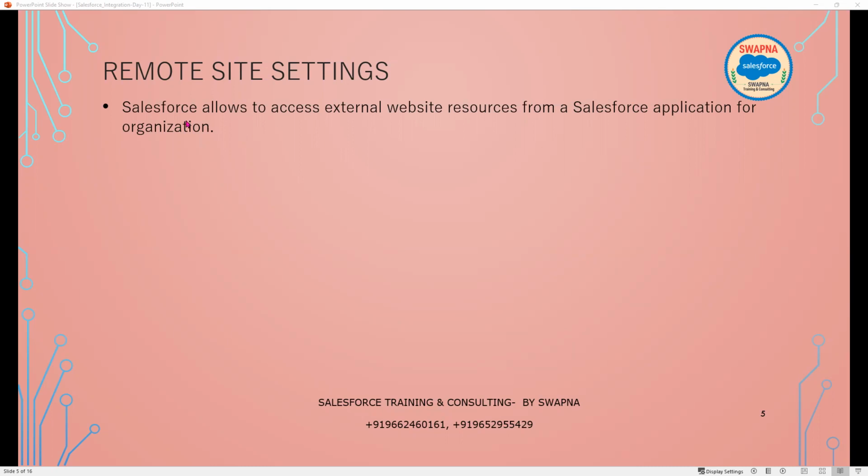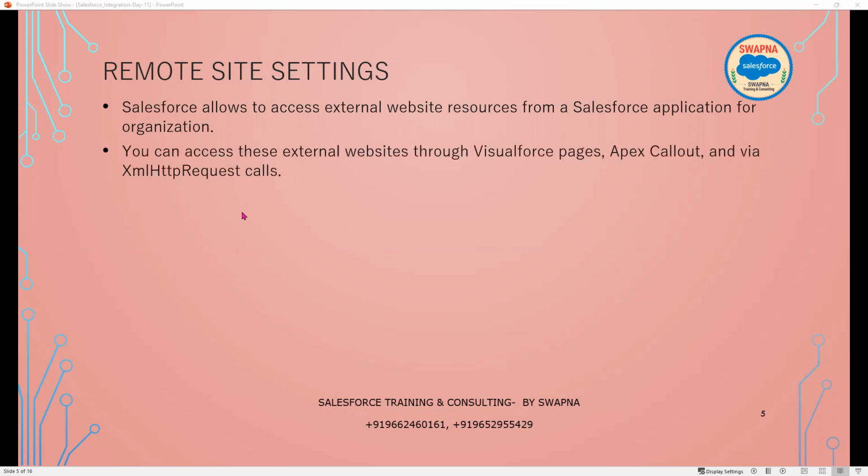Now, you can access any external web service website through Visualforce, an Apex callout, or via XML HTTP request calls. We will see the Apex callout. From a Visualforce page also we can call the third-party system. Now, how can I call it directly? From the Visualforce page, you have to call the Apex, and from the Apex you will be calling that.